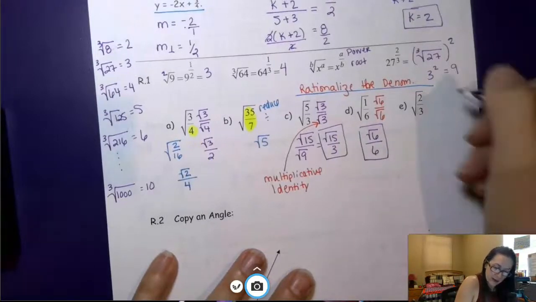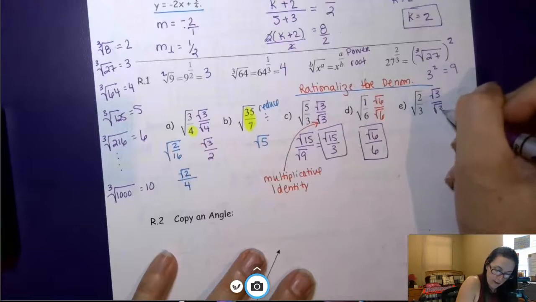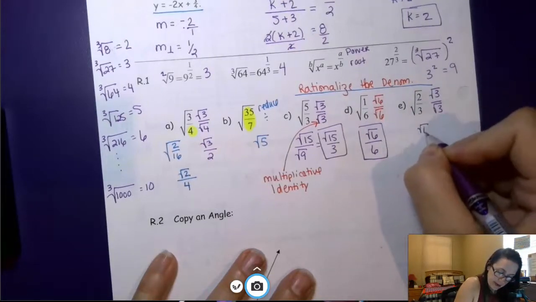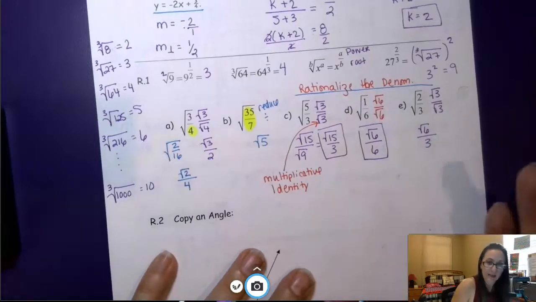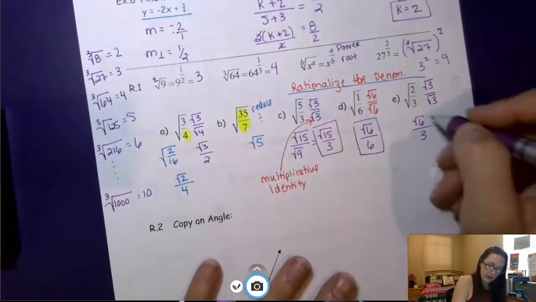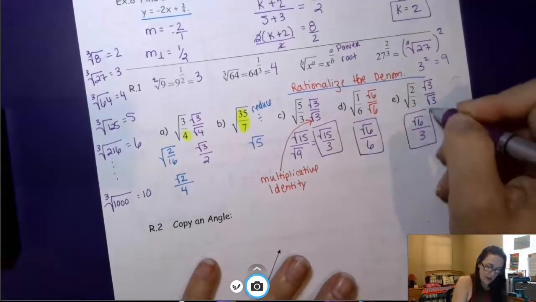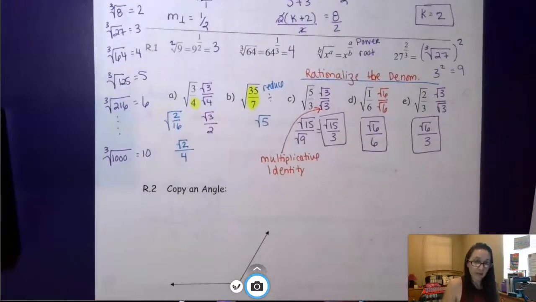Over here, rationalize the denominator and multiply by root 3 over root 3. I get square root of 6 over 3 times 3 is 9. Square root of 9 is 3. Every time that's going to happen because you're getting rid of the radical. Okay, so again, you want to make sure you practice those and you know how to do those. Copy an angle. We're going to do a construction here.